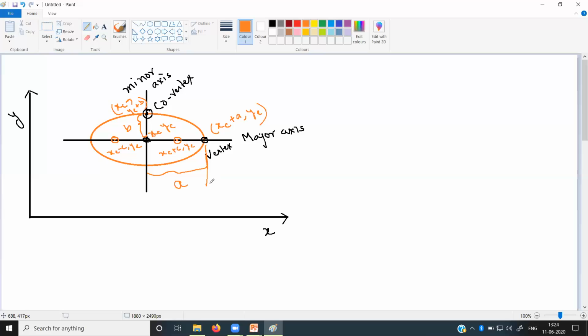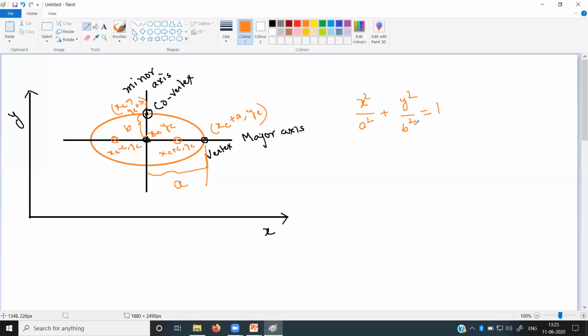Now we will write down the equations of the ellipse. Fine. So the equations for the ellipse: first, where the major axis is parallel to the x-axis. If the major axis is parallel to the x-axis, in that case the equation of the ellipse will be x square by a square plus y square by b square is equal to 1. Fine.